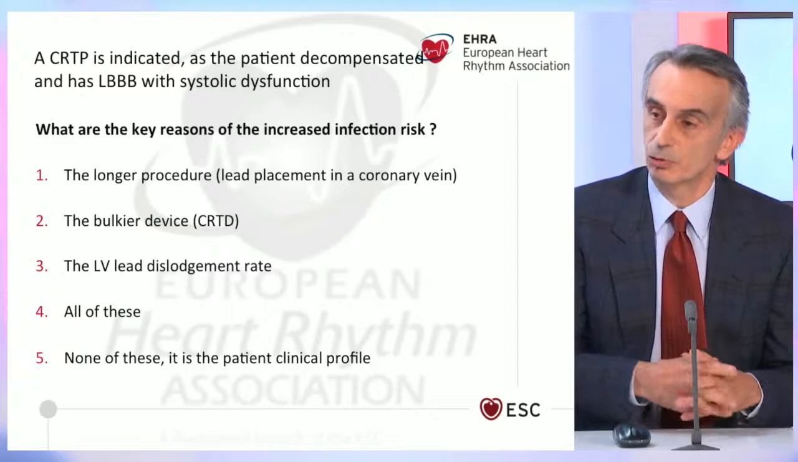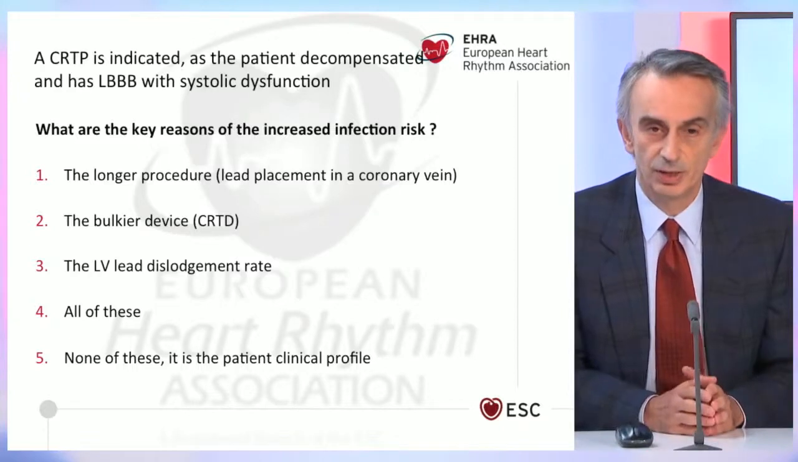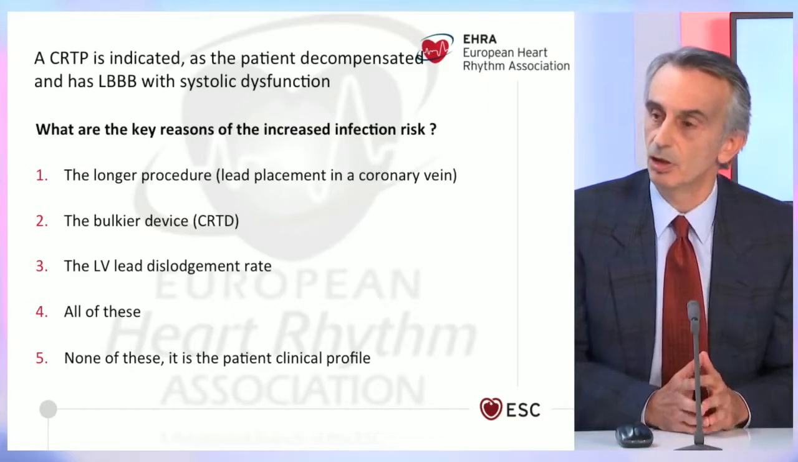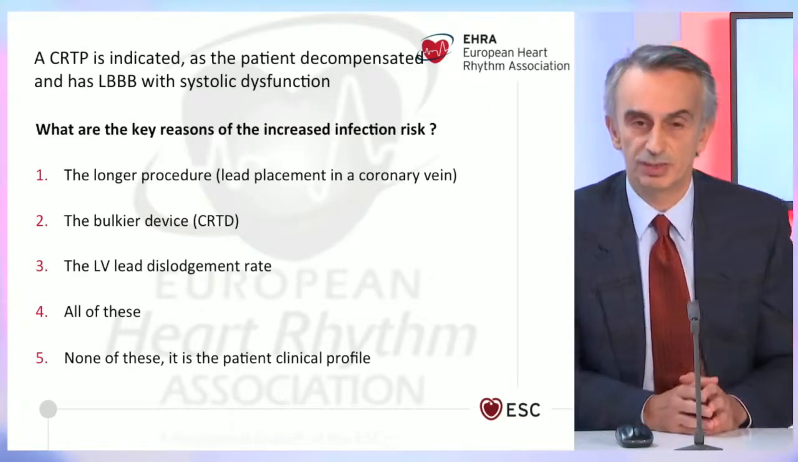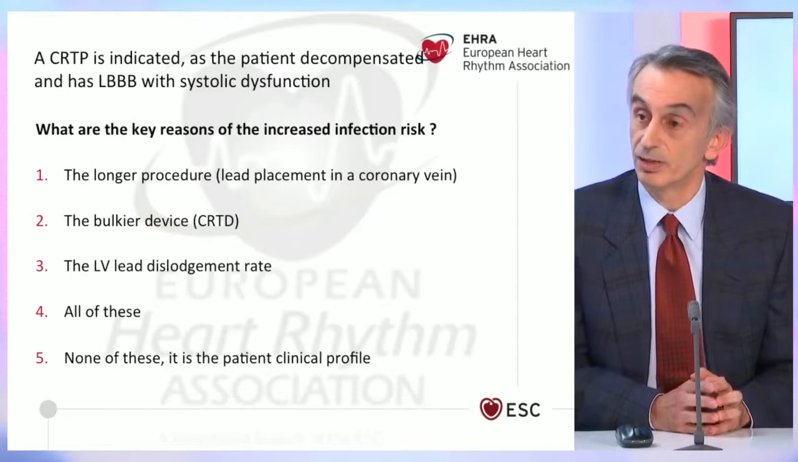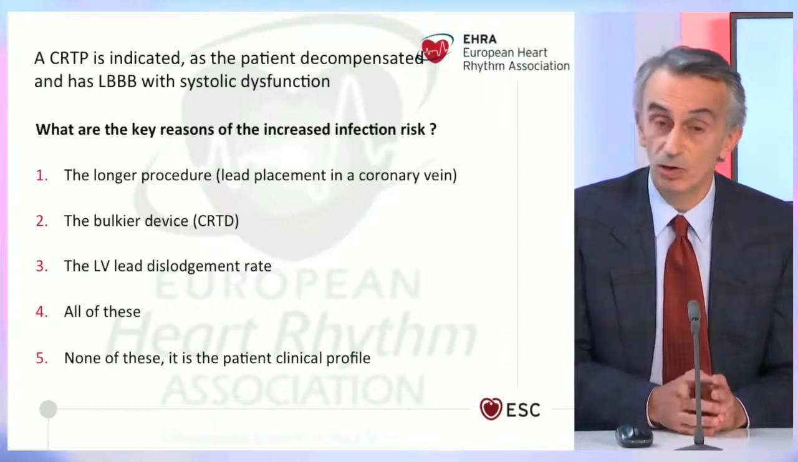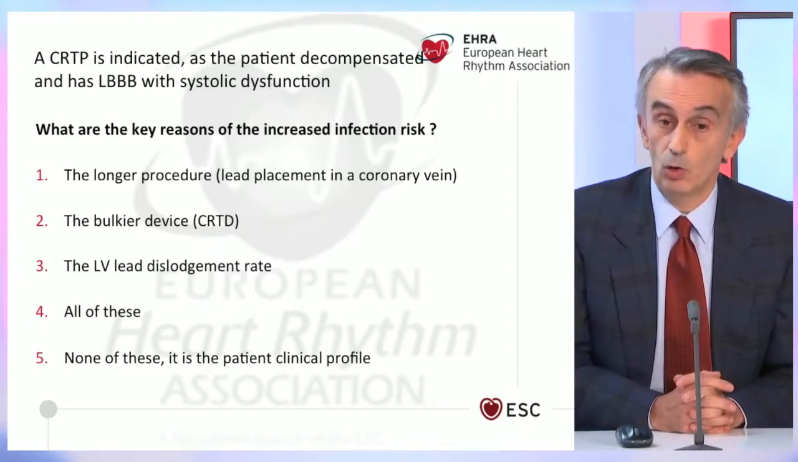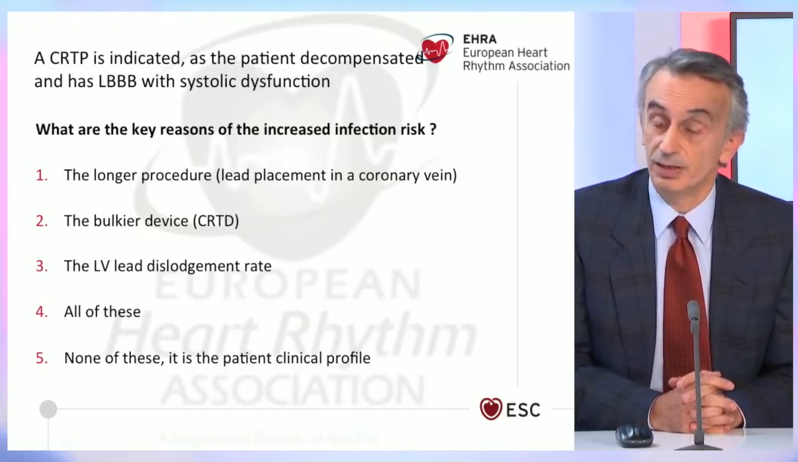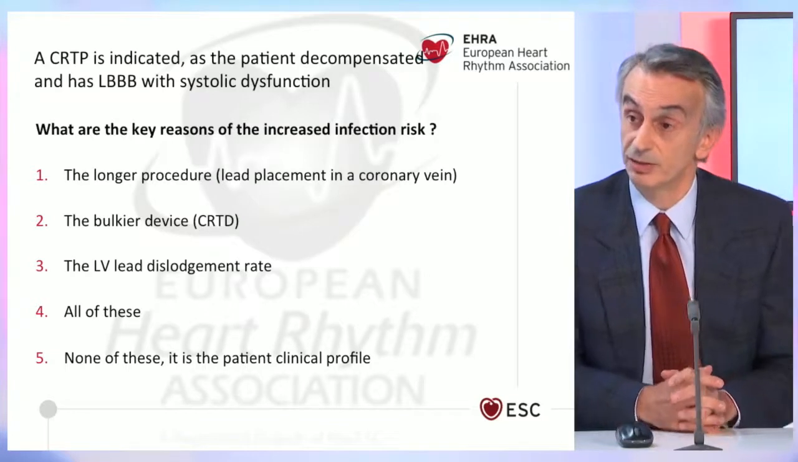Let me put forth a question to unfold this aspect that there is no difference between the type of the device. Do people believe that the complexity is simply a matter of time, longer procedure because we have to find a suitable coronary vein, or because the device is most commonly bulkier, a CRTD, or that the LV lead is more prone to dislodgement than any other lead? Or do people think that all of these 3 aspects matter? Or do people believe that, as 24% of us think it doesn't matter, that simply it is the patient clinical profile that is more severe and these patients are frailer than the others?